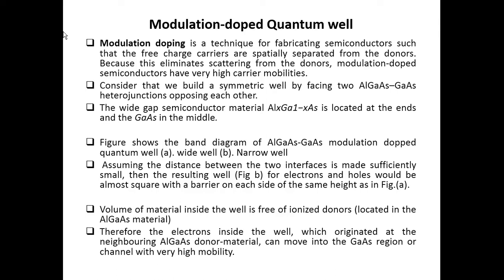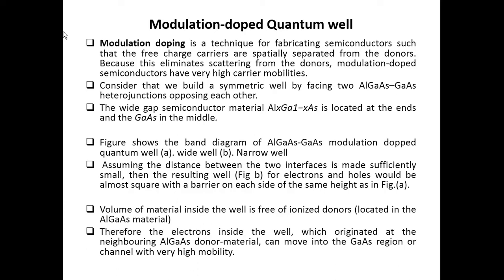When the electrons move very fast through the heterojunction, that is the interface, there are so many chances of electron scattering. Different types of scattering, like impurity scattering and intersubband scattering, are possible. That scattering of electrons may reduce the speed of electrons in the device operation. So to eliminate such scattering from the donors, and hence to improve the speed of the device, we separate, in what way? By spatially separating the charge carriers from the donors.